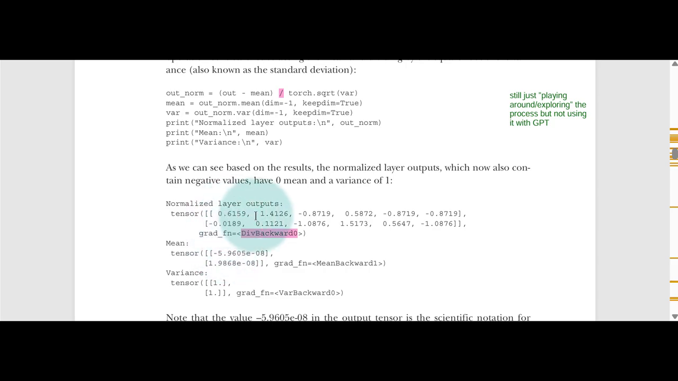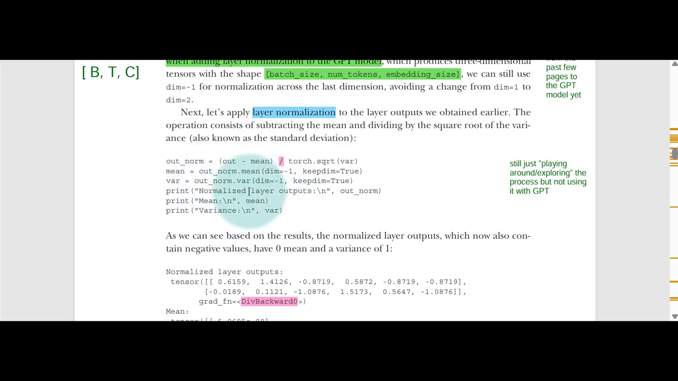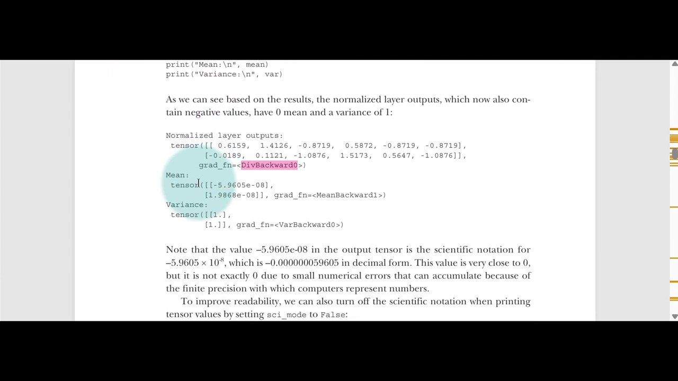So these are the normalized values, and when you calculate the mean, it should be 0. Yeah, these are very small numbers, so it's basically 0. And when you calculate the variance, it's basically 1. So again, he's just playing around here, experimenting, showing us how normalization works in general, just on a set of numbers, but not coding it into the layer norm class yet.